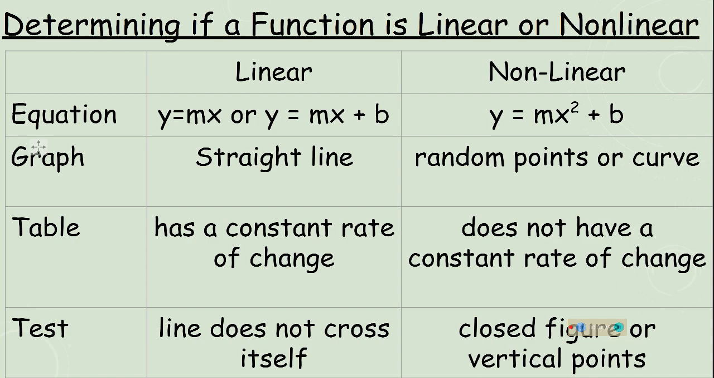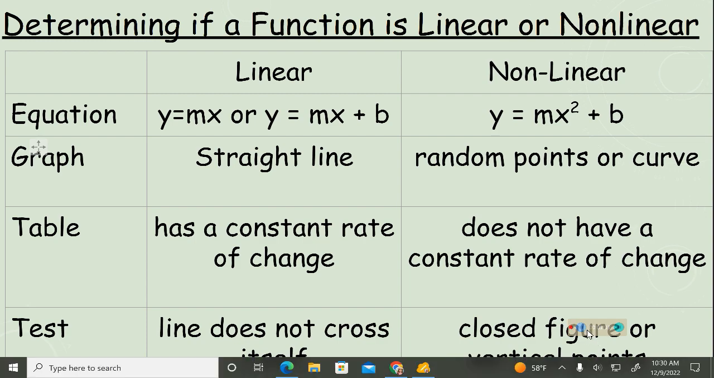If you're looking at a table, you're looking for the constant rate of change. Okay, so again, a table has a constant rate of change. You find the change on the right and change on the left. If it stays constant, it's a constant rate of change and it's linear. If it doesn't have a constant rate of change, then it's not linear. It'll be random points or it'll be a curve. And then there's something called the vertical line test that'll only tell you if something is a function or not, whether or not it's a line, or linear, sorry. So the test is the vertical line test, and we'll talk about that in a minute.